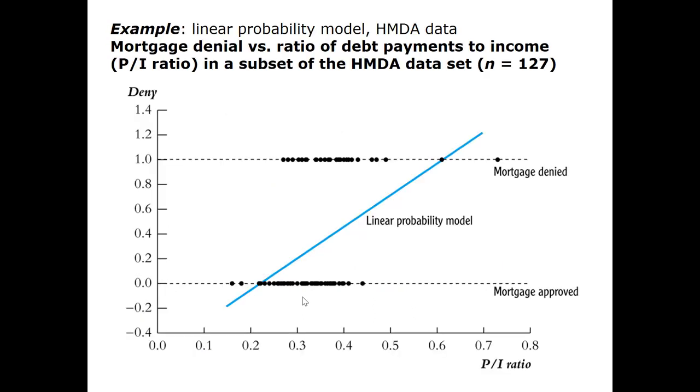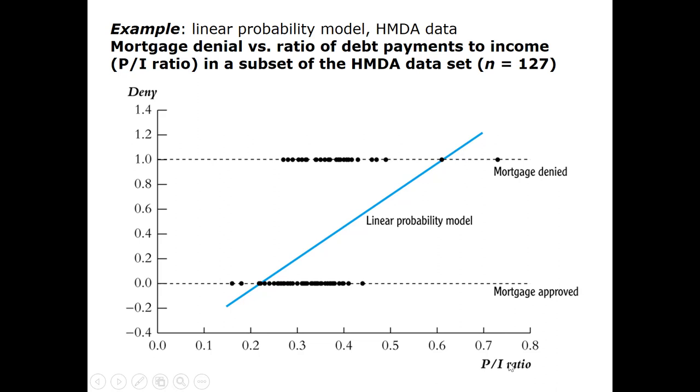Now, all these abstract concepts won't make sense if we do not look at an example, if we do not apply these concepts to a data set. The example here is the mortgage data. So we're looking at mortgage denials as the dependent variable, and the ratio of debt payments to income as the independent variable in this model. Down here is a subset of the original 2,380 observations. This is just a subset of 127 units plotted here.